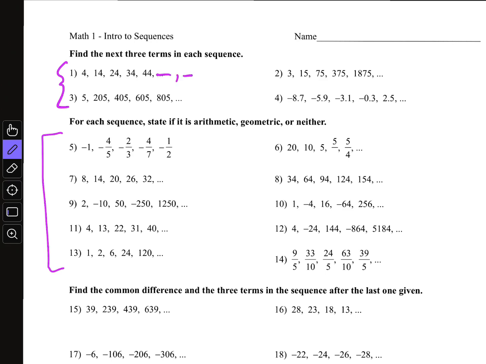So to find the next three terms, we need to figure out how this is growing, okay? In other words, we need to find that common difference if it's arithmetic, or that common ratio if it's geometric. So 4 to 14 to 24 to 34 to 44, looks like we are adding 10. So 54, 64, 74, and so on.